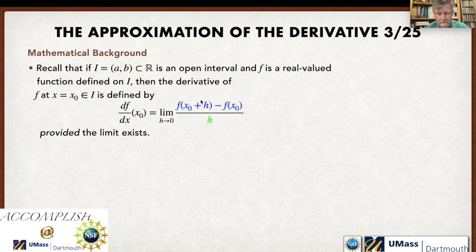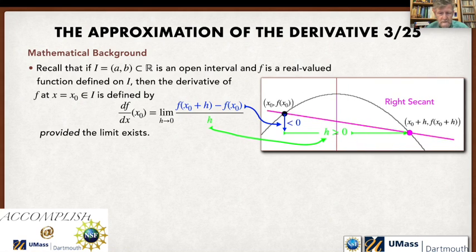Inside the limit, we have what's called a difference quotient. You have f of x0 plus h minus f of x0, divided by h. Of course, for this definition to be valid, the limit has to exist. The other point I want to make is that when h goes to 0, that means that h can be any small value, positive or negative. It just can't be 0, because then you'd have division by 0.